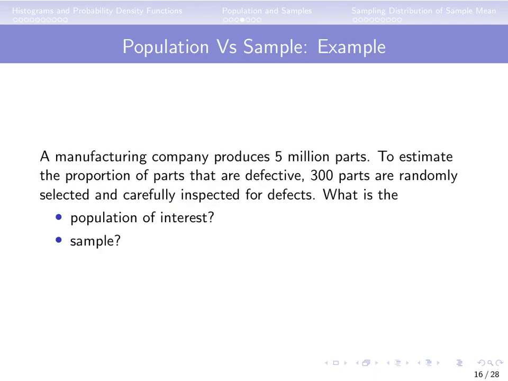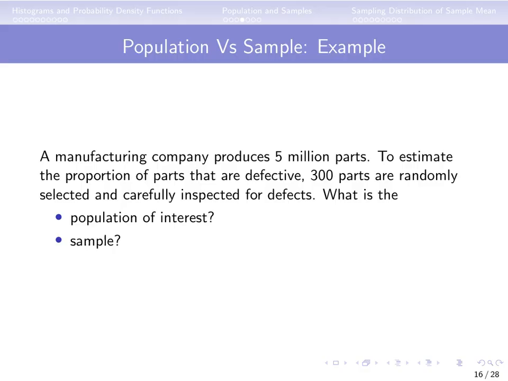So let's take a look at this example. A manufacturing company produces 5 million parts. To estimate the proportion of parts that are defective, we randomly select 300 parts and carefully inspect these 300 parts for defects. So what's the population of interest? What's the sample over here? I'm going to pause here a little bit.